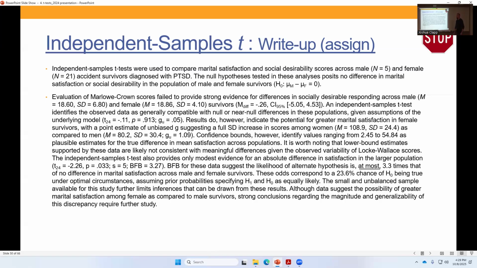Okay. The small and unbalanced design sample further limits inferences that can be drawn from these results. Although the data suggest the possibility of greater marital satisfaction among females compared to male survivors, strong conclusions regarding magnitude and generalizability require further study. Right. So again, we're saying we found something, but we need to be super, super cautious about what we're taking from this, right? This whole thing is highly suspect. I would not move forward with a whole research agenda based on this under any circumstances. It's saying that there's maybe not anything there, but I have to be careful in terms of how I'm interpreting this and what I'm going to do with it.